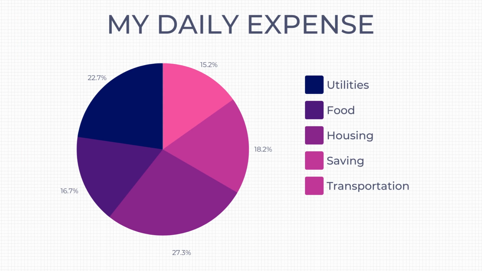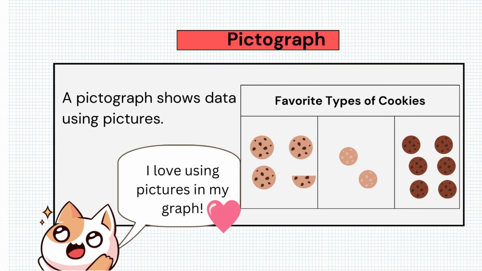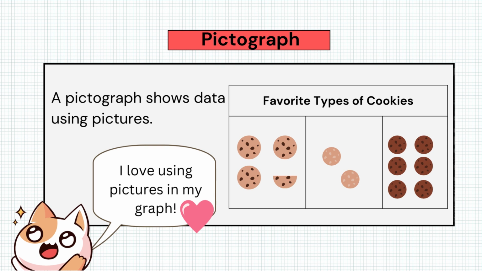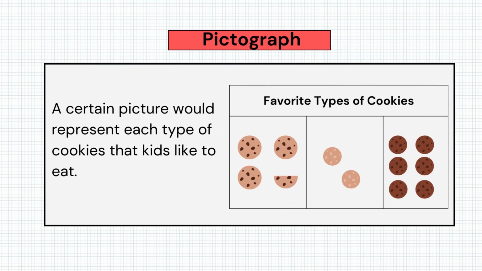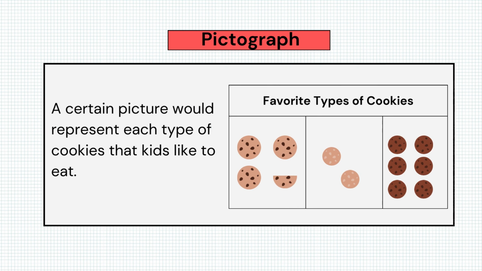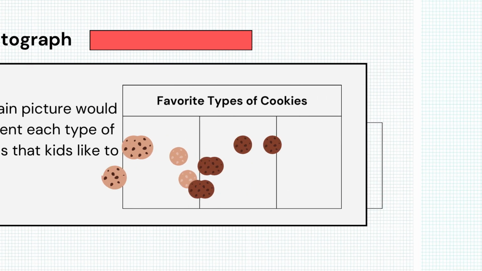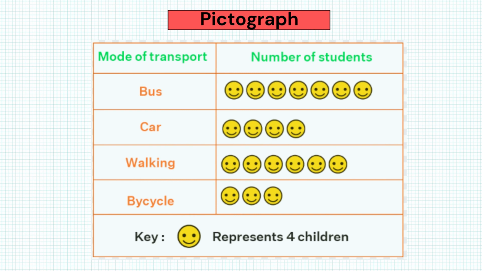Next one is pictograph. A pictograph shows data using pictures. A certain picture would represent each type of cookie that kids like to eat in this example. This shows another example of using the pictograph.